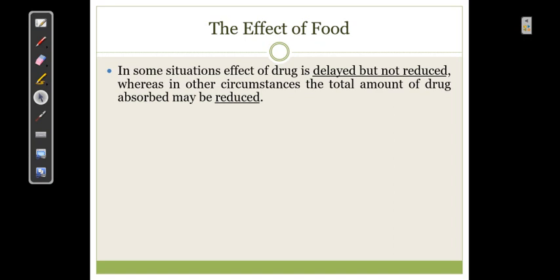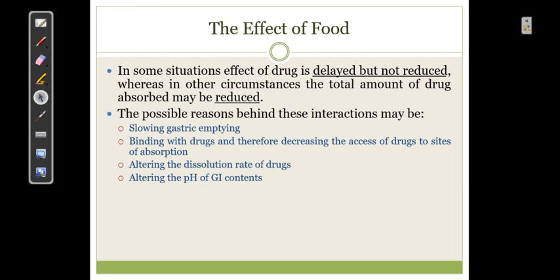So now let's check how food alters the absorption of a drug. The possible reasons that have been discussed: first, and a very visible reason, is that it slows the gastric emptying time. Once you take food, the digestion process is going on, and that is why it leads to slowness of gastric emptying.